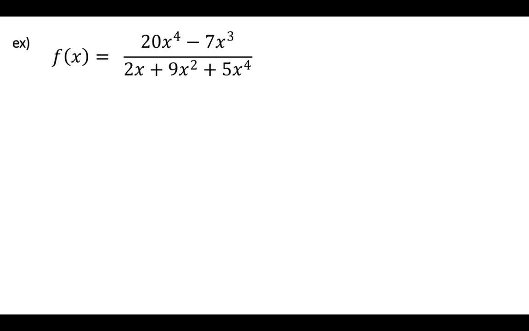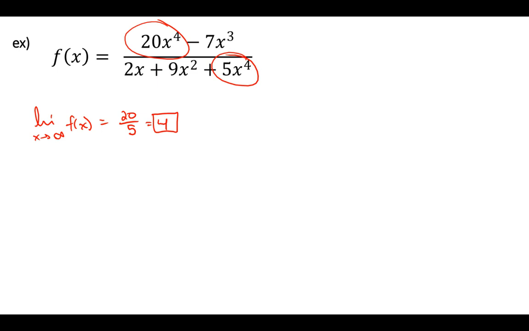For the next one, just identify the biggest terms first. Highest degree on both of those is a 4. So think in your head what's going to happen. This is going to be the ratio of the leading coefficients. So we've got the limit as x goes to positive infinity of f of x. Ratio of those leading coefficients is 20 over 5, which is just 4.